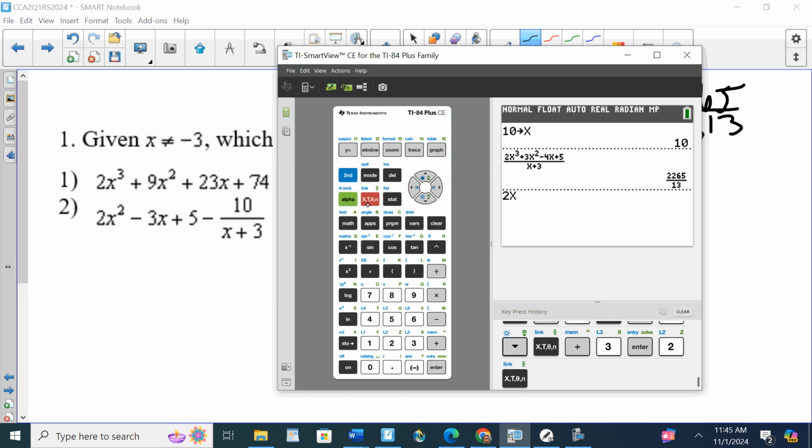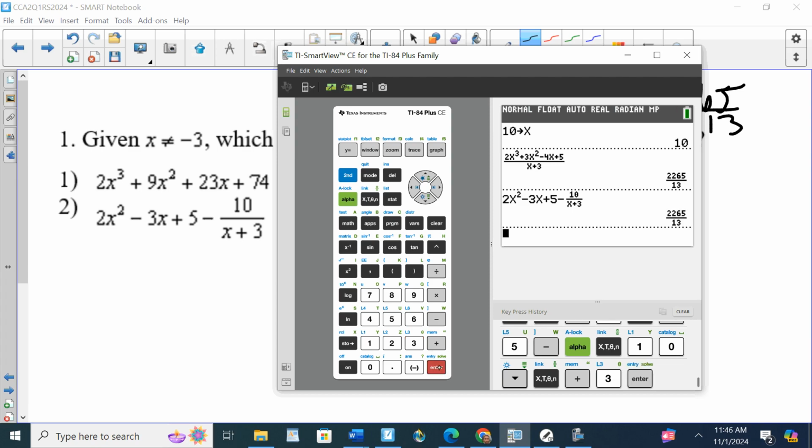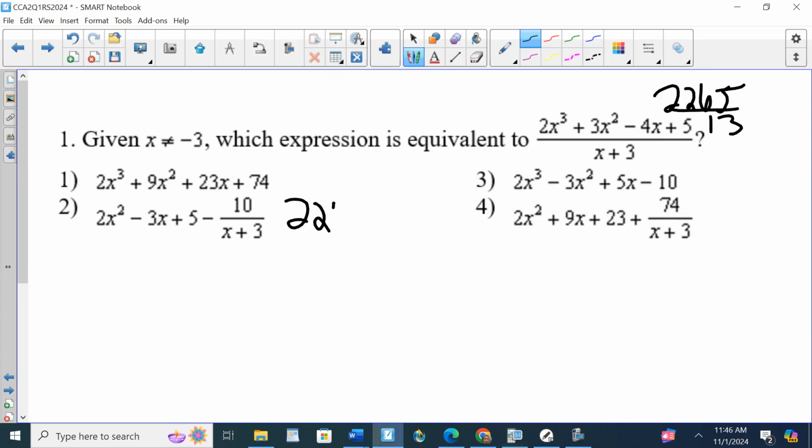2x squared minus 3x plus 5 minus 10 over x plus 3, 2265 over 13. If it matches up, it's the answer. If it doesn't, it doesn't. That's the most efficient way to get to your answer.